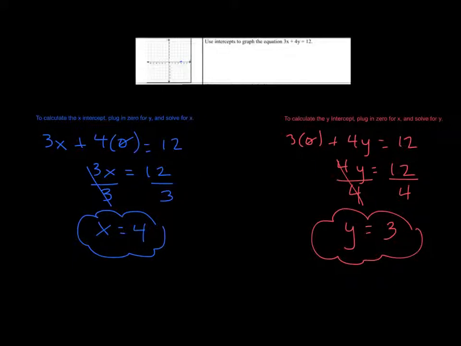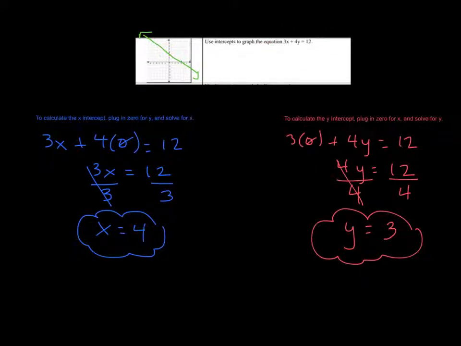Now, as we've been graphing, I've told you guys that you only really need 2 points to graph a line. So now I have my y-intercept, which happened at 3, and my x-intercept, which happened at 4, and that's going to allow me to draw a line through those 2 points, which will be the graph of this equation.